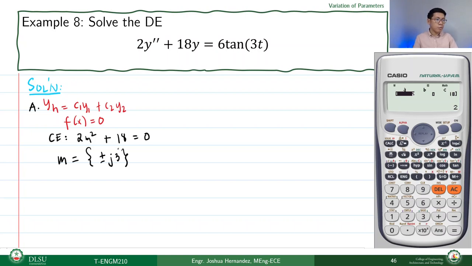Okay. And we know this is case 3. And the homogeneous solution would then be equivalent to c1 cosine 3t. The variable is t, not x. So, cosine 3t plus c2 sine 3t. So, c1 cosine 3t plus c2 sine 3t. This is our homogeneous solution.